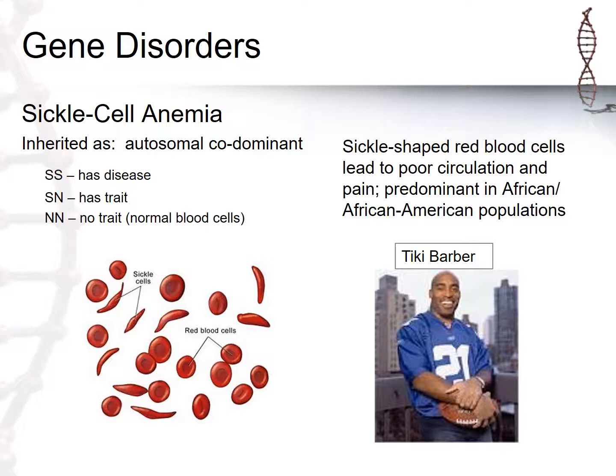Because remember, having sickle cell blood cells protects you from getting malaria. It's best when you are a heterozygote. If you're a homozygote and have the disease, there are a lot of other problems that come. And if you don't have the trait, you have normal blood cells. The problems that come with this are poor circulation and pain, and it's predominant in African and African American populations.